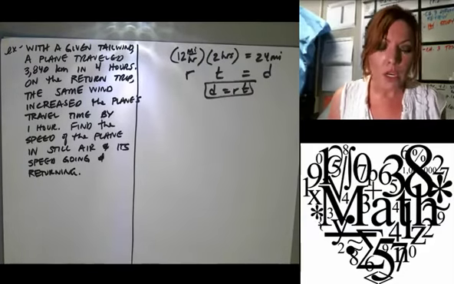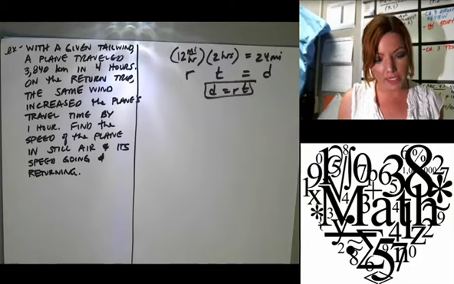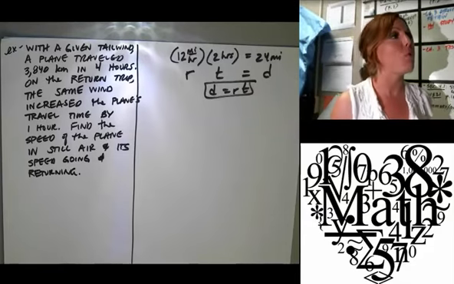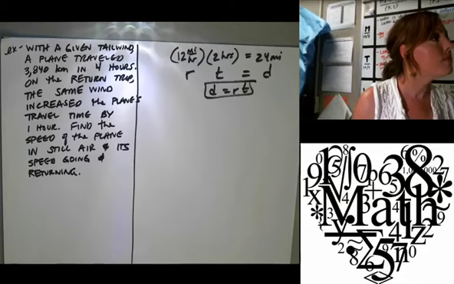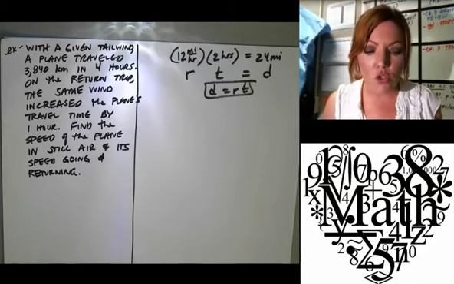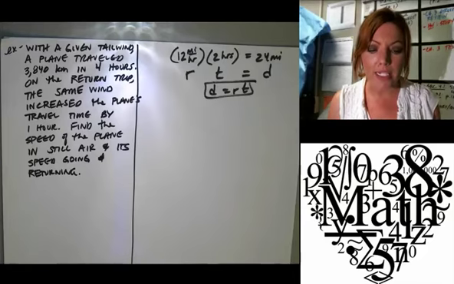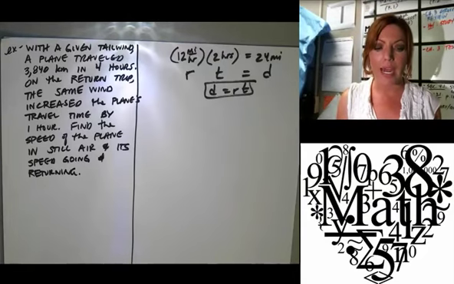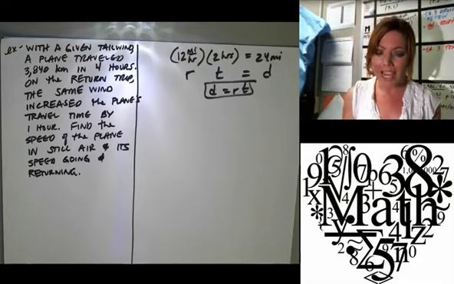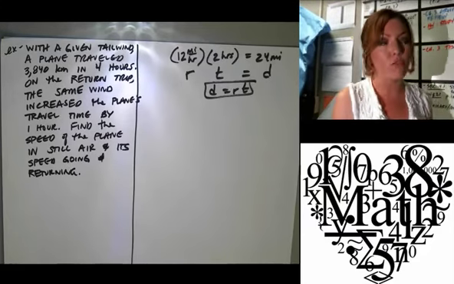Okay, here we go. With a given tailwind, a plane traveled 3,840 kilometers in 4 hours. On the return trip, the same wind increased the plane's travel time by 1 hour. Find the speed of the plane in still air and its speed going to and returning from wherever it's going.